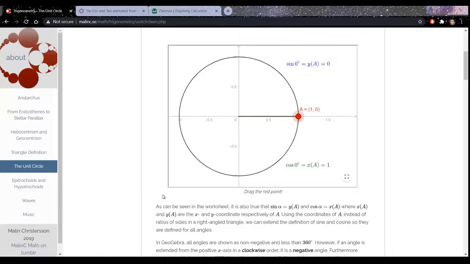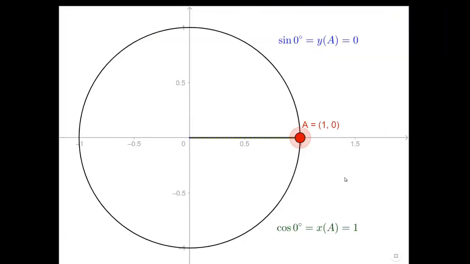Now, let us look at a few other things. I'll be taking you to another site. That is this one. Now, I want to show you something here.